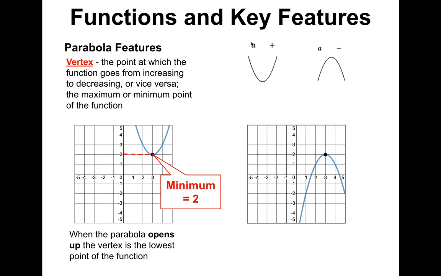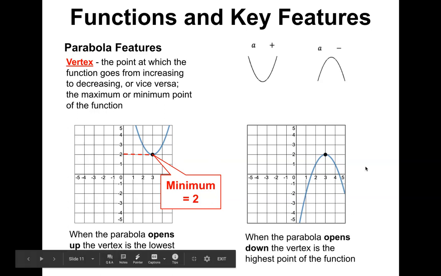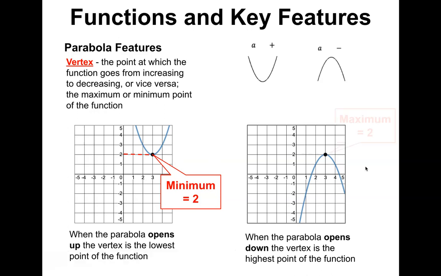This is going to happen anytime your a value is positive. You're going to have the lowest point on the graph is the vertex, and that's going to cause a minimum. This graph has a minimum at 2 because that's the lowest y value that this graph reaches. So when the graph is turned upside down, the vertex is the highest point or the maximum. And this will always be true when a is negative, we will have a maximum. But notice the maximum value, again, here is 2. That's the highest point on the graph that it reached.